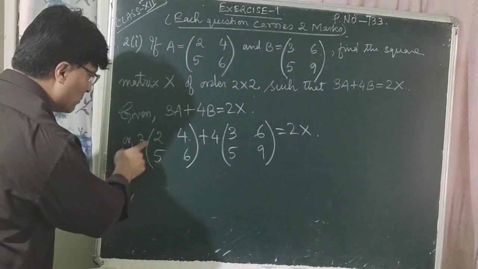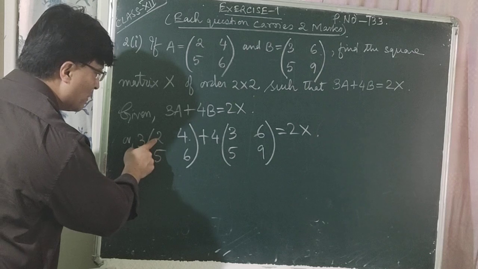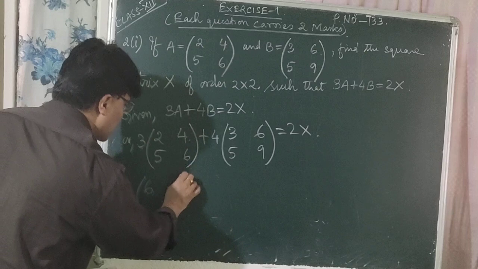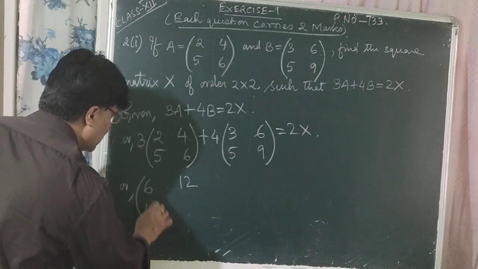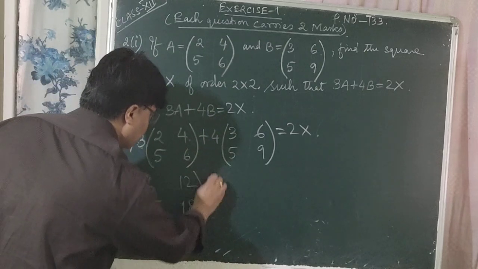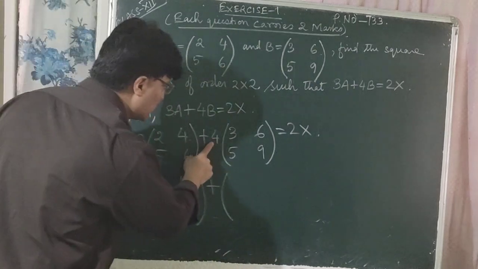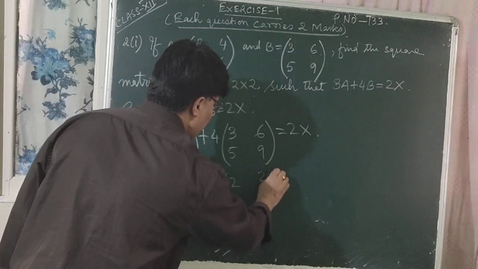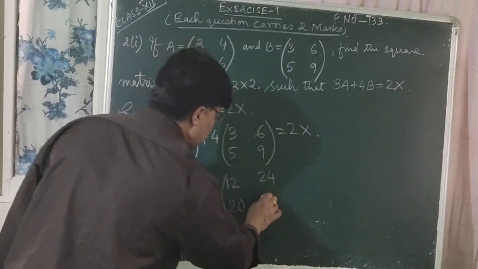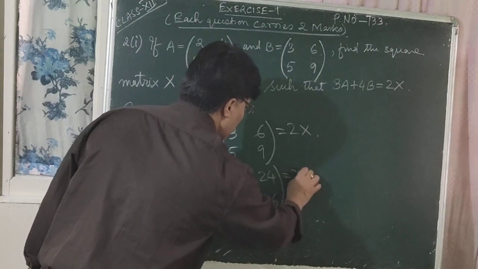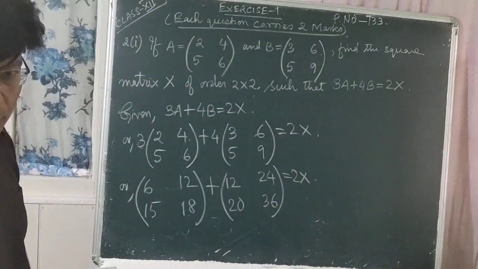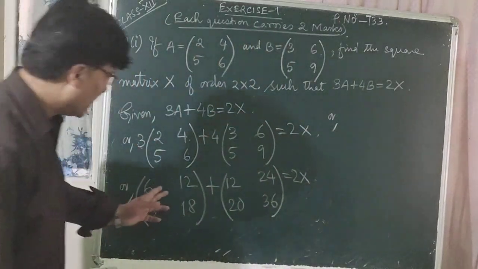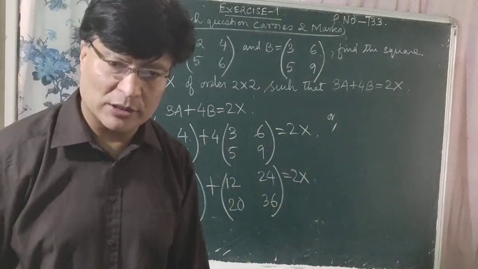So now, what is this 3? 3 is the scalar multiplying this matrix. So you should multiply all the elements by 3, right? So it is 3 2s are 6, 3 4s are 12, 3 5s are 15, and 3 6s are 18, plus. Again, this 4 is multiplying this matrix. That is 4 3s are 12, 4 6s are 24, 4 5s are 20, and 4 9s are 36, which is equal to twice X. Is it clear to all of you? So now, you know addition of two matrices. You can add these two matrices because they have got the same order, okay?